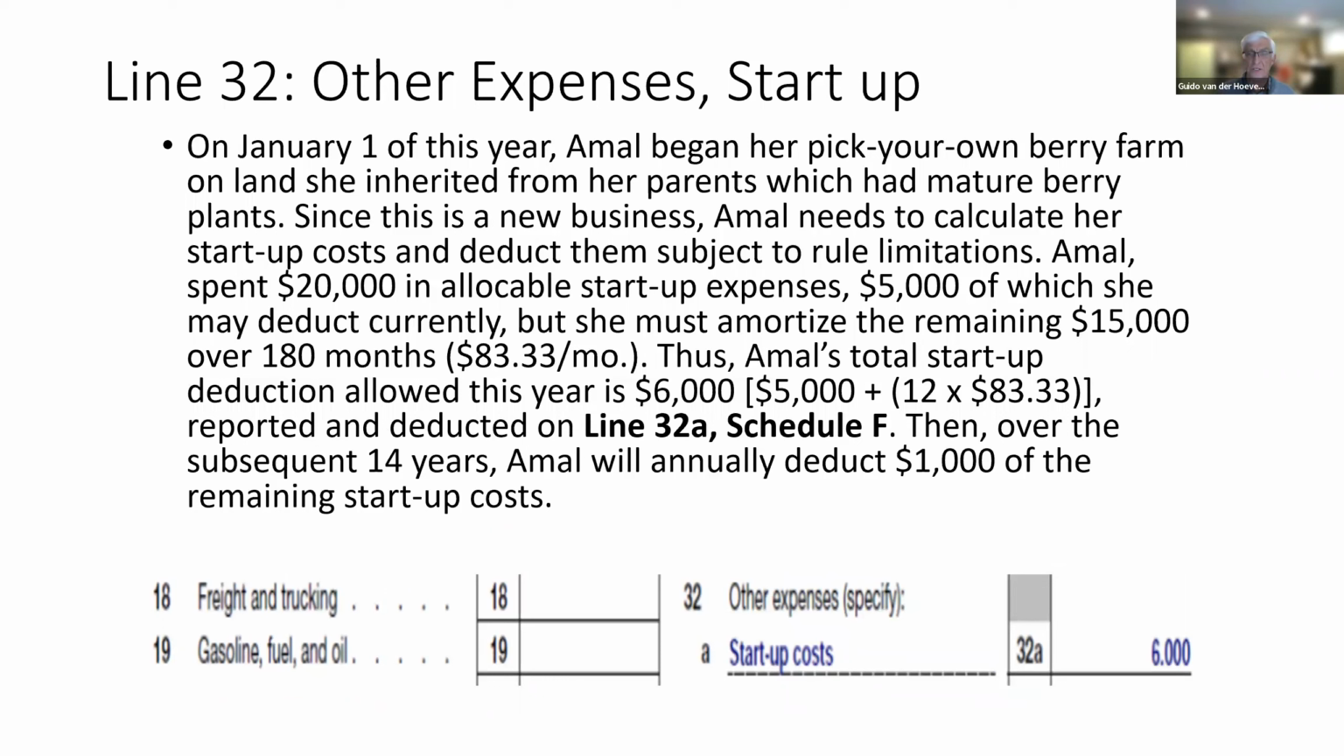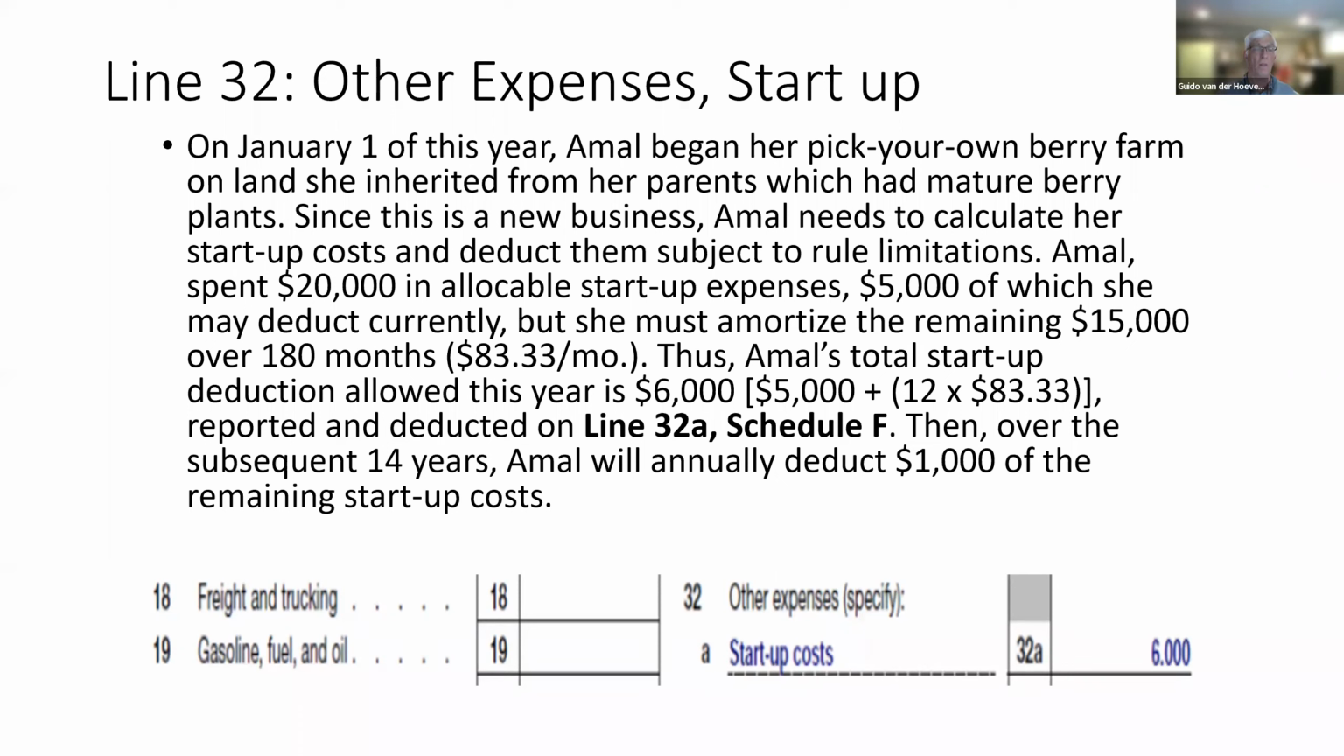If we have startup expenses, we're beginning our farm. In this case, the mom's beginning a pick your own berry farm. She inherits the land from her parents, which had mature berry plants on it, but it's a new business to her. She needs to calculate the startup costs. She spent $20,000 in allocable startup, $5,000 of which under current law she can deduct in the present year, but the remaining $15,000 she has to amortize over 180 months, which would be $83.33 a month, if my math is right. So the total startup expense that's going to be allowed as a deduction this year is going to be $6,000, and you can see that illustrated on line 32A.